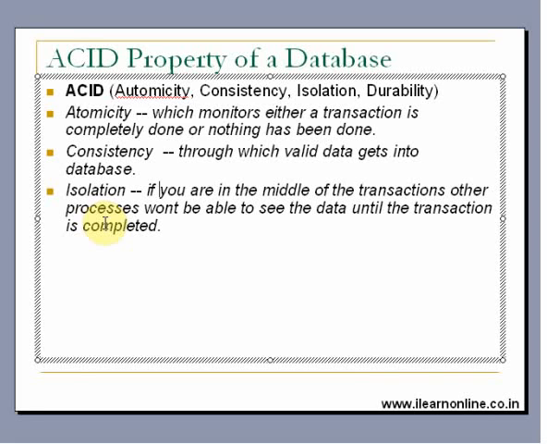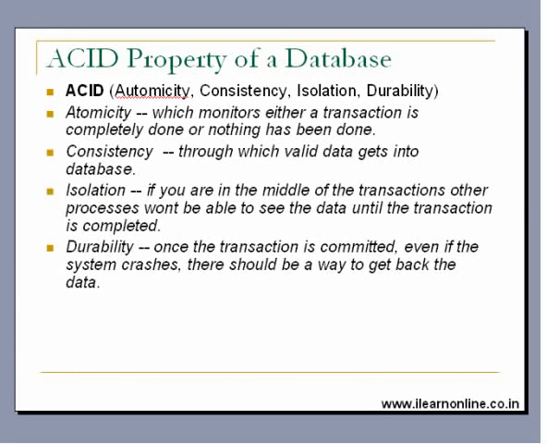So when there is one process through which we are changing some data, all the other processes should wait until that process completely modifies the data. Otherwise we should not give data which is not yet committed to the resources requesting that particular data. That is called isolation. So now the next one we will talk about is durability.